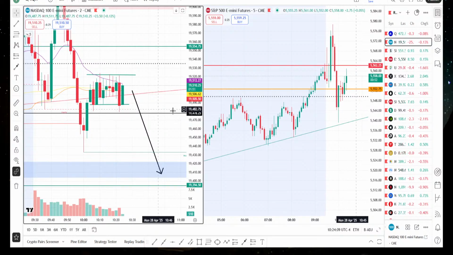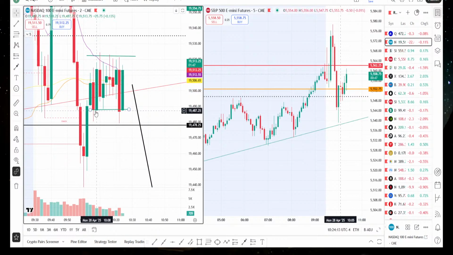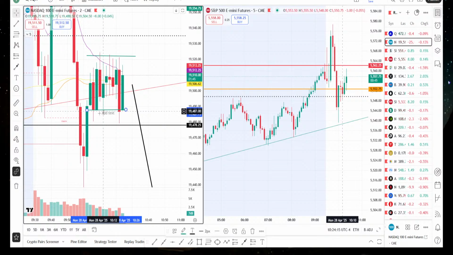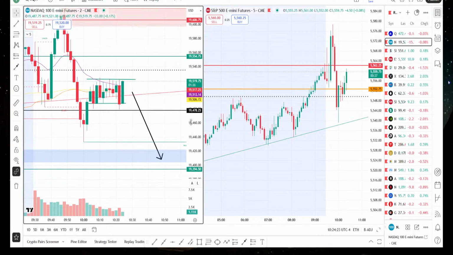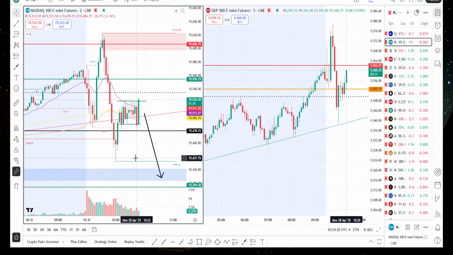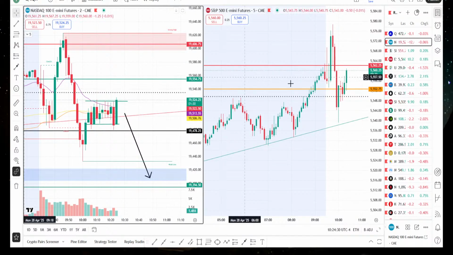See how we closed there? We didn't really close very strong below this support area right here. It kind of left the wick on the outside, you know what I'm saying? See? That's a trap. Now we're going up. Now it's going up.